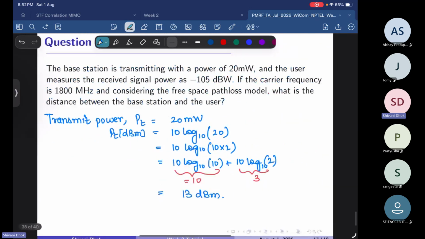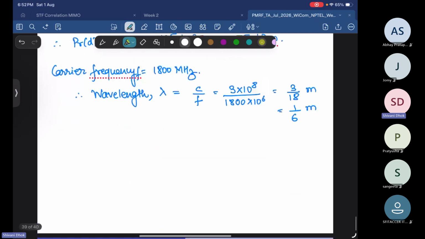Then what is given to us? Considering the free space path loss model, we need to find what is the distance between the base station and the user. So this is the question that we want to answer. So what do we have? We have the free space path loss model, and based on any path loss model, we have a relation between your receive and your transmit power.